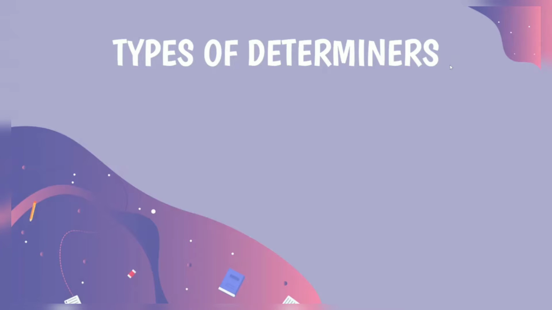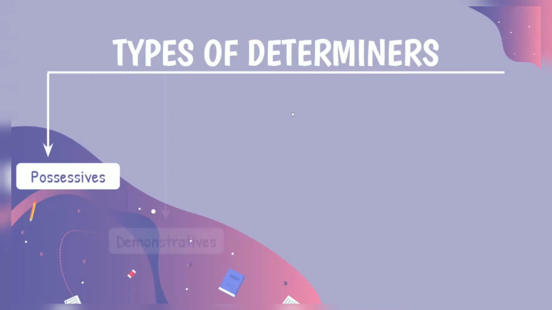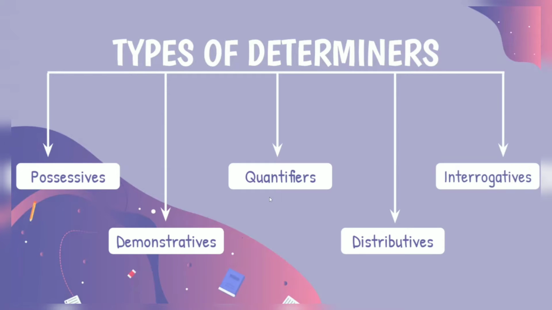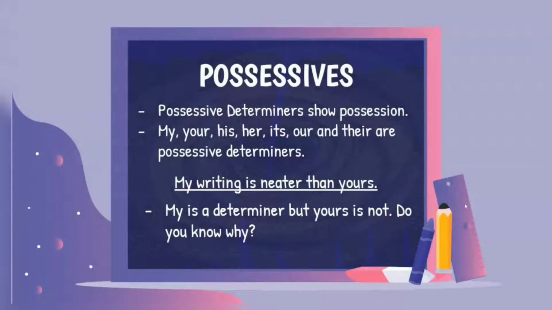First, let us know the types of determiners. There are 5 types of determiners: possessives, demonstratives, quantifiers, distributors and interrogatives. Now, let's know each of them one by one.